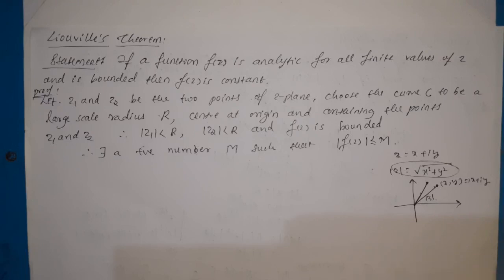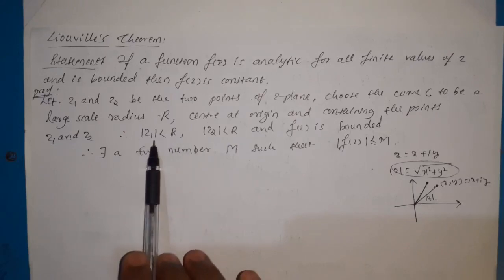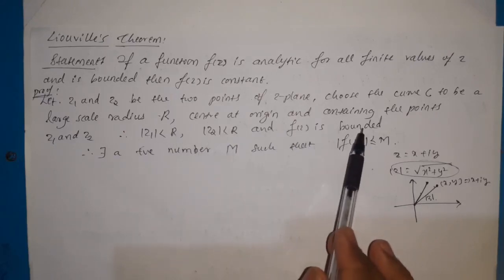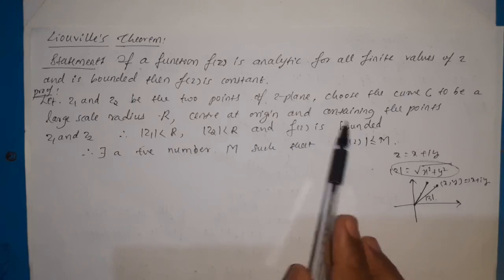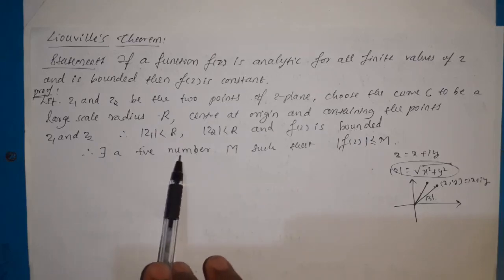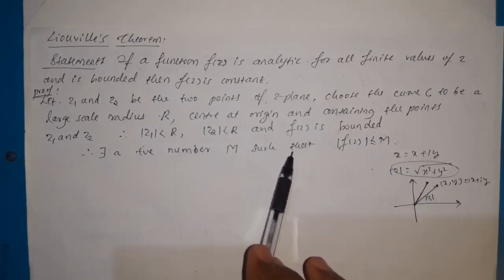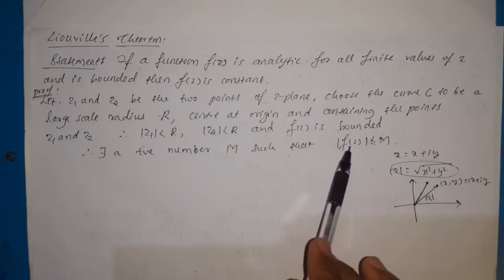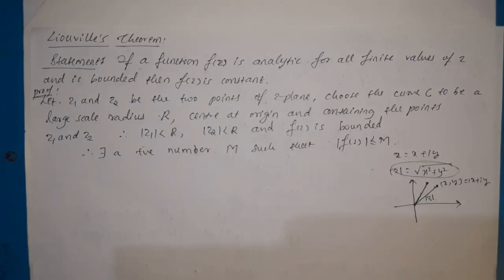Therefore any point which lies inside that curve must have modulus smaller than capital R. So mod z1 and mod z2 are less than capital R, and f of z is bounded, as given. Therefore, by the definition of a bounded function, there exists a positive number capital M such that mod f of z is less than or equal to M.